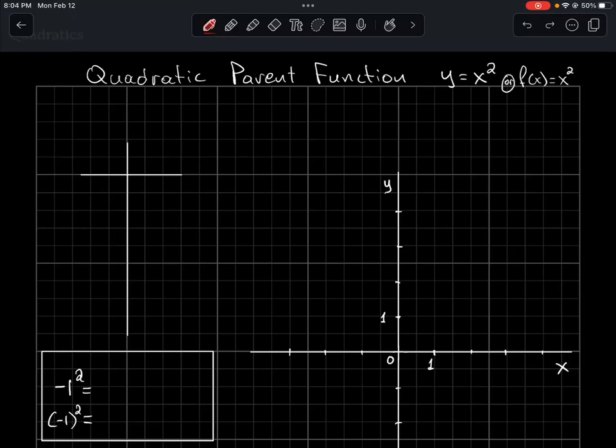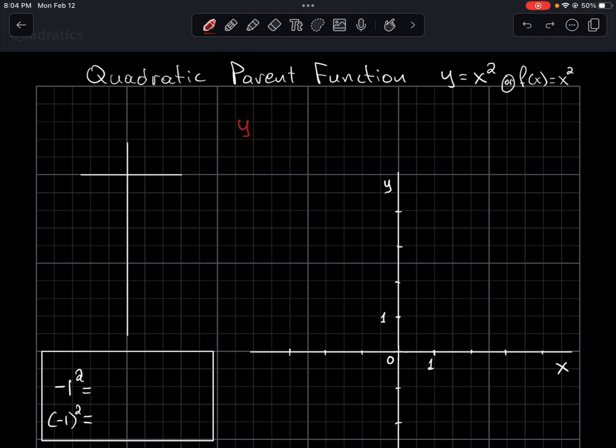Hello everybody. Here we talk about the quadratic parent function. It looks like that. Y equals x squared, or we can write it as f of x equals x squared. This is the parent function to all quadratics, that are functions whose highest power is a square.